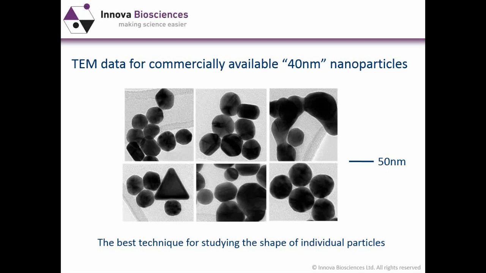So TEM is a fantastic technique for looking at the shape of individual particles, and it explains why you see different shades. Particles that are all said to be 40 nanometer can still look different because of different shapes.